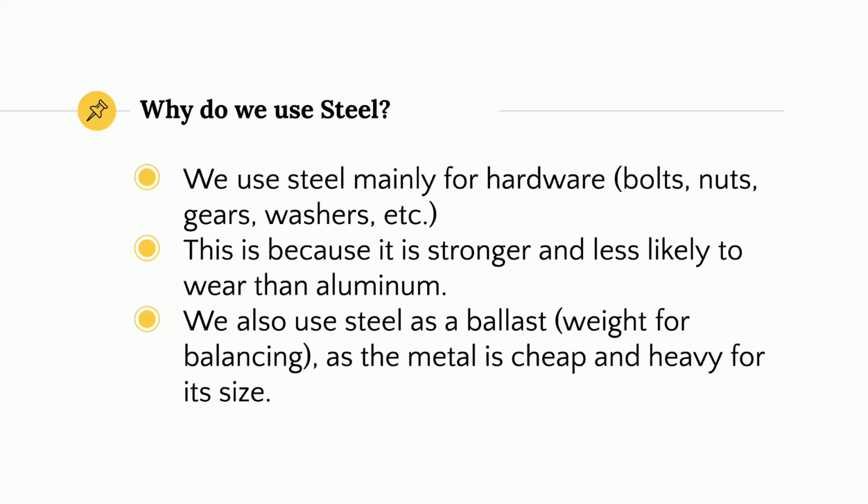Why do we use steel? We use steel mainly for hardware, so bolts, nuts, gears, washers, etc. Basically, anything that is small and needs to maintain its shape for a very long time. This is because it is stronger and less likely to wear than aluminum. We also use steel as a ballast, or a weight for balancing, as the metal is cheap and heavy for its size. So if we need to add a lot of heavy metal to the bottom, this is the one we use.